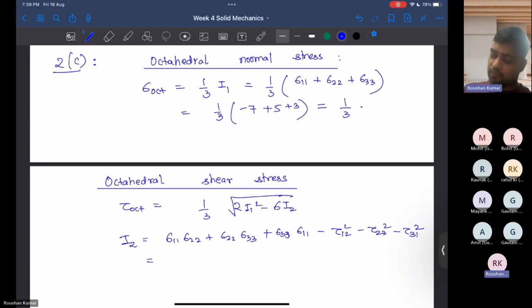Okay, so when we calculate this and after putting the values of sigma 11, sigma 22, sigma 33, tau 12, tau 23 and tau 31, we will get the second invariant is equal to minus of 149.